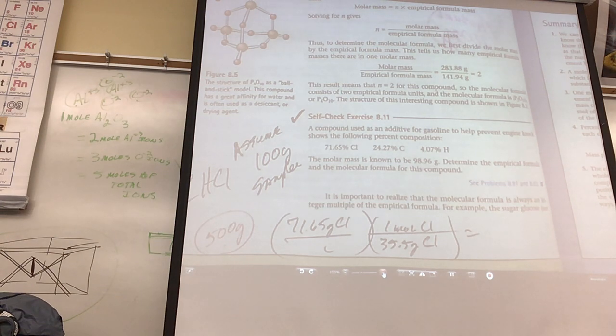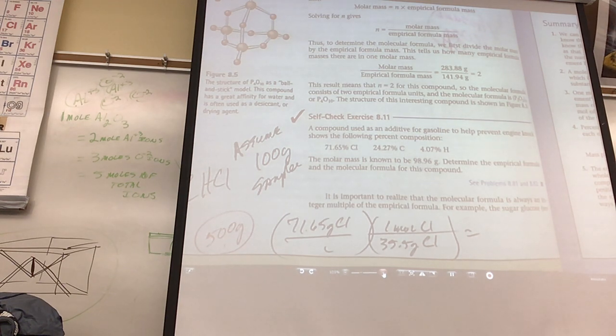Remember, I just told you a new trick where if they give me percent composition, they could have given me this much, they could have given me that much. So I'm just saying, I think you gave me 100 grams. Do you understand why 100 grams is great? Because 71.65% of 100 grams is 71.65 grams. And now I know how to change grams into moles, and I'm on my way to do the empirical formula.